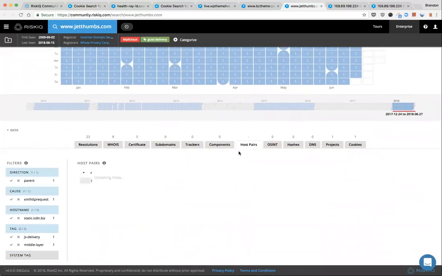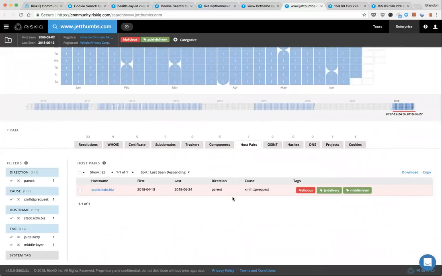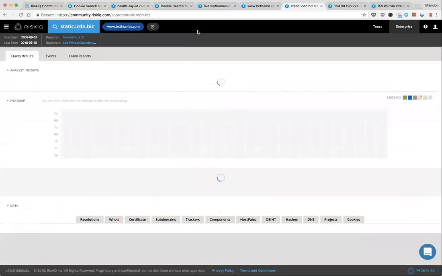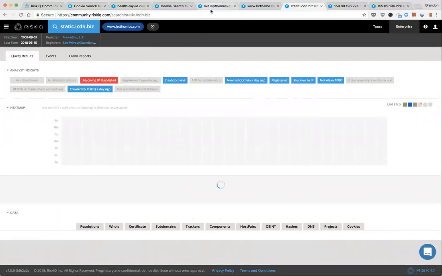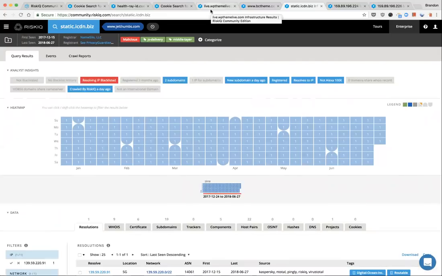If I go into host pairs, we can see another website, static.icdn.biz, that is, again, making an AJAX request to this particular website. So I'm going to click on that. And now let's actually just go back through and really quick take stock of what we got here.